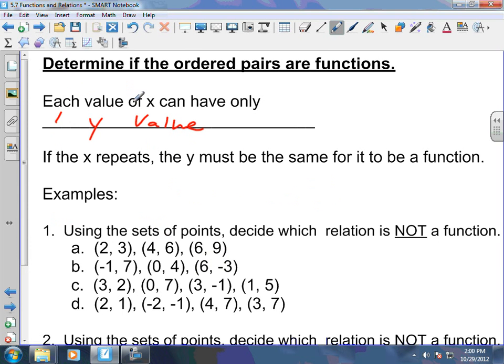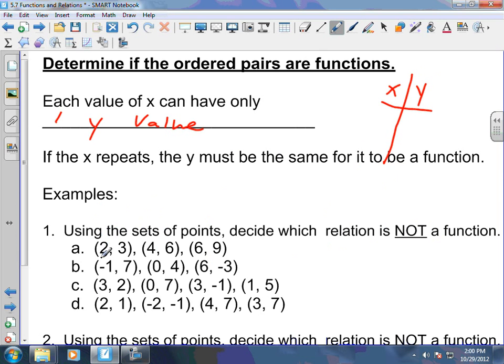Again, each value of x can have only one y value. If the x repeats, the y must be the same for it to be a function. So, I'm going to make an xy table. Using the set of points, decide which is not a function. Again, I'm only looking at the x values. Which one, A, B, C, or D, has x with repeat values?